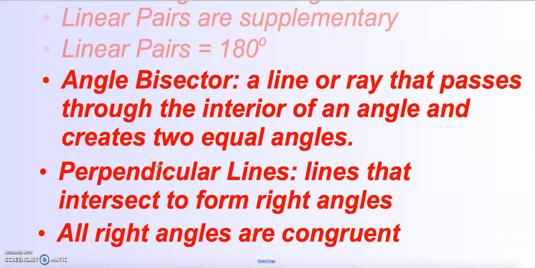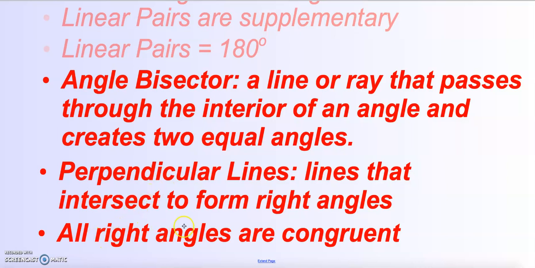Down here is the definition of perpendicular lines, and that's lines that intersect to form right angles. And again, this is a two-way definition. If you have perpendicular lines, then you get right angles, but you can read it backwards. If you have right angles coming from 2 lines, then those 2 lines must be perpendicular.